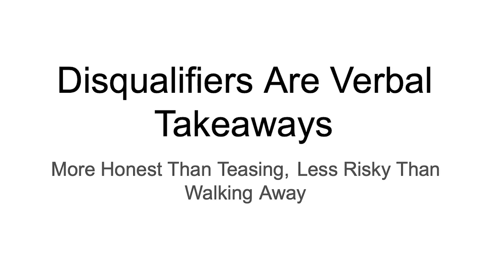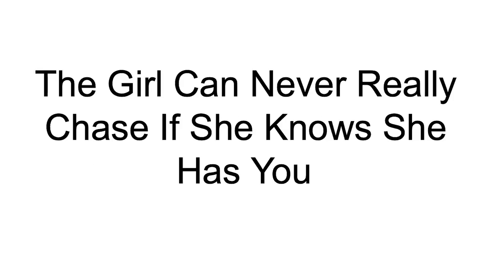Disqualifiers are verbal takeaways. So it's more honest than teasing, right? It's actually an honest signal, but it's way less risky than walking away. And this is why you'll see me use tons and tons of disqualifiers in my approaches when I'm talking to girls, because they are so effective, but they're also low risk relative to how effective they are. And here's a key point. The girl can never really chase you if she knows she has you. If you're unwilling to disqualify her, if you're unwilling to walk away, she can't really chase you because there's nothing to chase. There's no distance created in the interaction.